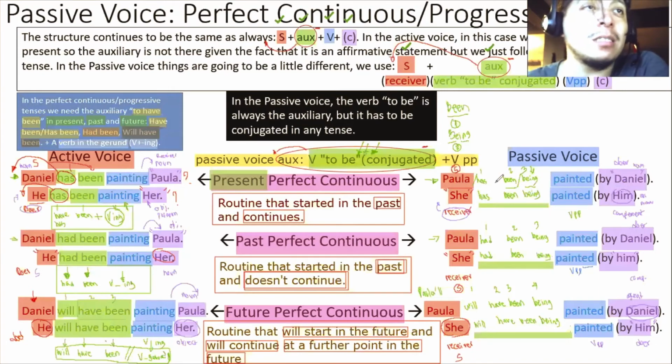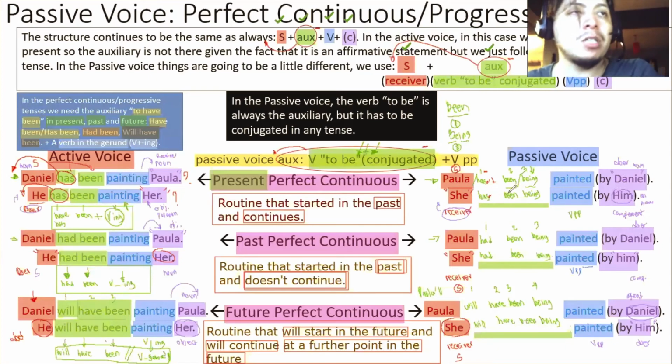Aquí tenemos tres palabras en nuestra auxiliar. Otra vez el negativo se lo lleva la primera. Paula hasn't been painted. She hasn't been painted. Ella no ha estado siendo pintada. Paula no ha estado siendo pintada.